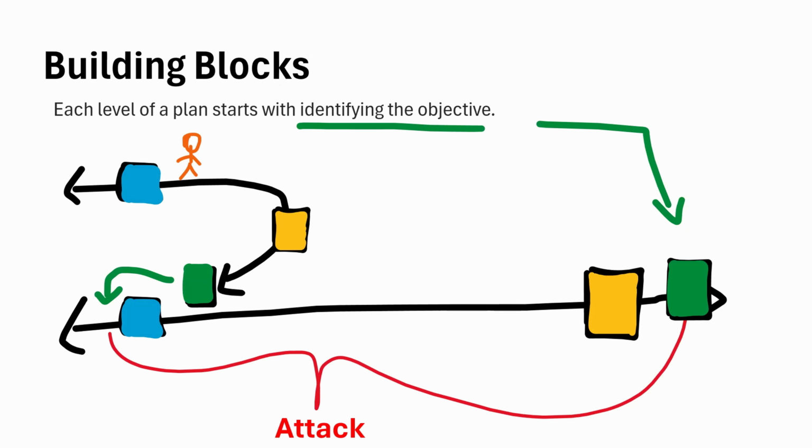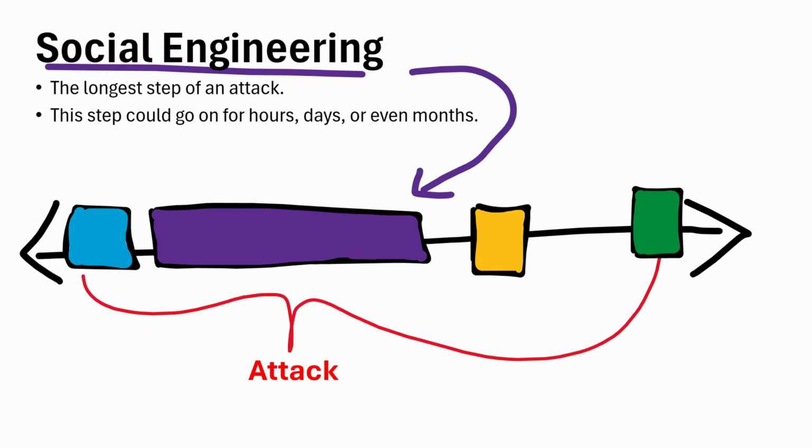So each level of plan starts with identifying the objective of that particular plan. And then from there, they use the social engineering, which is the longest step of an attack. So this could go on for hours, days, or even months. And the more complex the target is, the longer it could be.